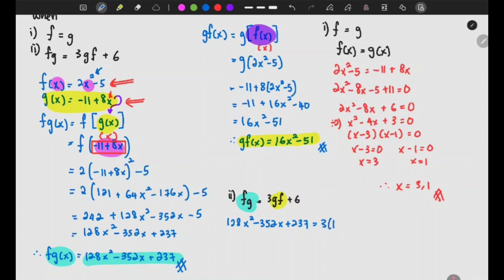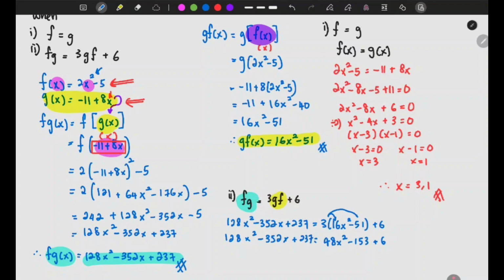So 3 times 16 should be 48x squared. 3 times negative 51 is negative 153, and plus 6. And then just copy-paste this part because there's nothing to do here: 352x plus 237. So 48x squared minus 153 plus 6. Minus the 153 and plus the 6, you should get 147.